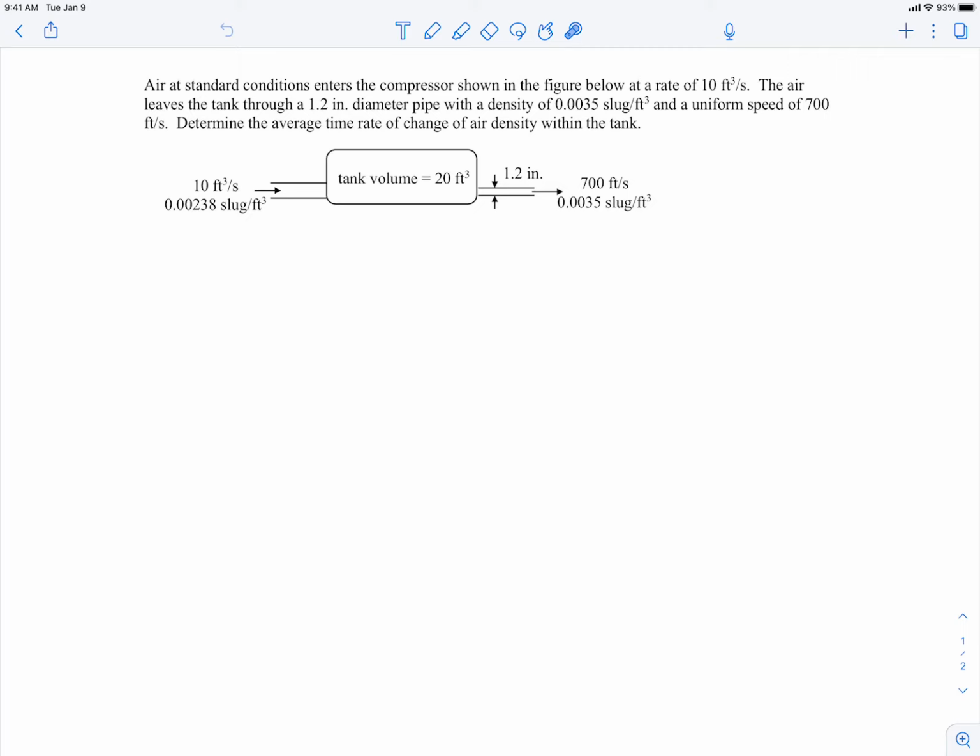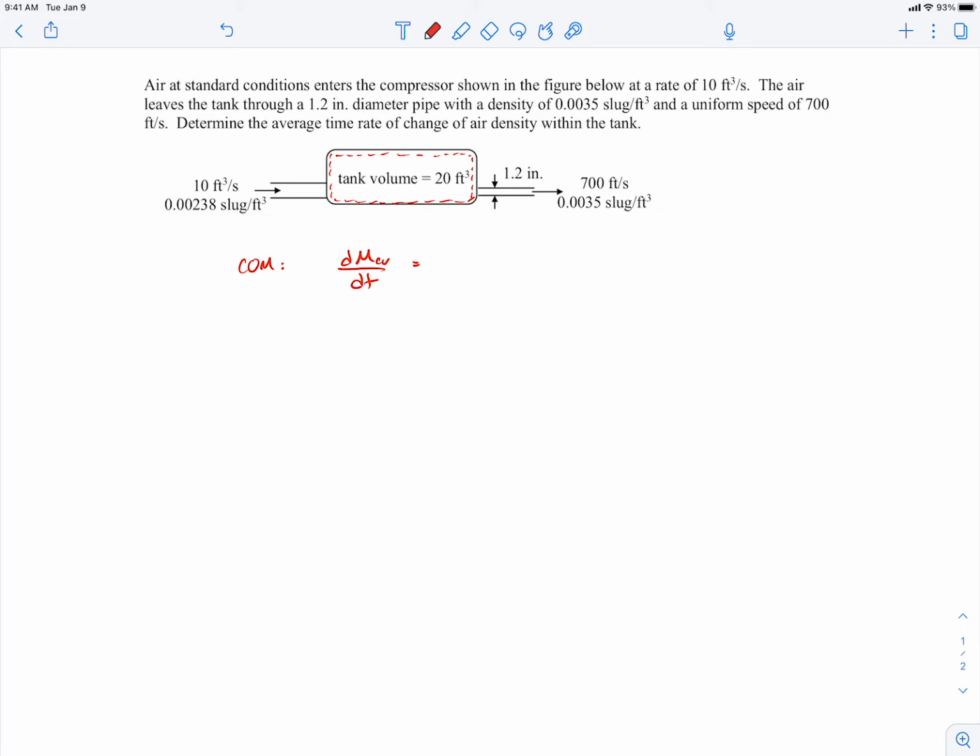We're asked to find the average time rate of change of air density within the tank. So this will be a conservation of mass type of problem, because we want to find how the density of the air, which is related to mass, changes within that tank. That's changing because we have some air coming in and air going out, so the density in here could be changing with time. So I've drawn a control volume to surround the air inside the tank, and I'm going to apply conservation of mass to that.